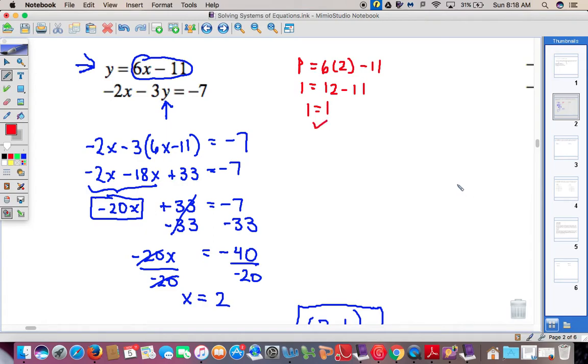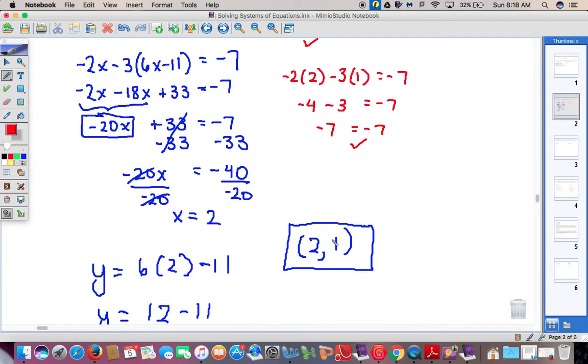So I know that's true. And now I'm going to do the same thing for my second equation. I have negative 2 times 2 minus 3 times 1 equals negative 7. Negative 2 times 2 is negative 4, minus 3 times 1 is 3. So negative 4 minus 3 is negative 7. And since negative 7 does equal negative 7, I know that is true as well. So my ordered pair of (2, 1) is a good solution to this system of equations.